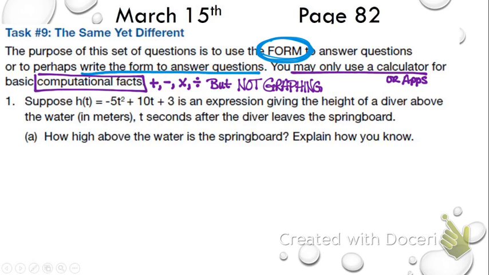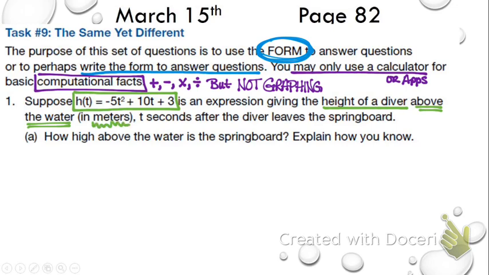All right, so I'm looking at number 1. Suppose I have this equation right here: H of t equals negative 5t squared plus 10t plus 3. That's the expression that tells me what? It gives the height of a diver above the water. They're measuring it in meters.